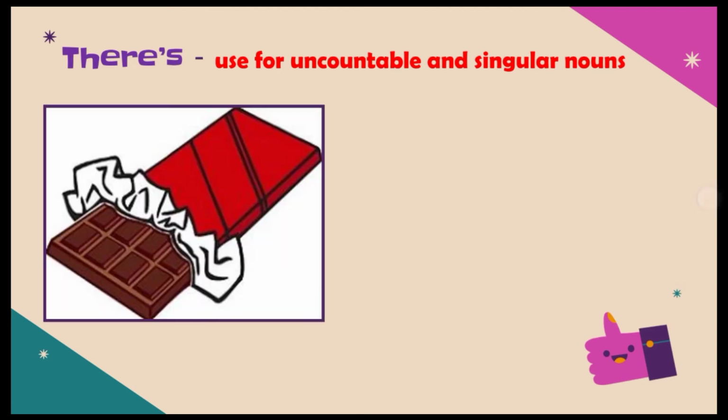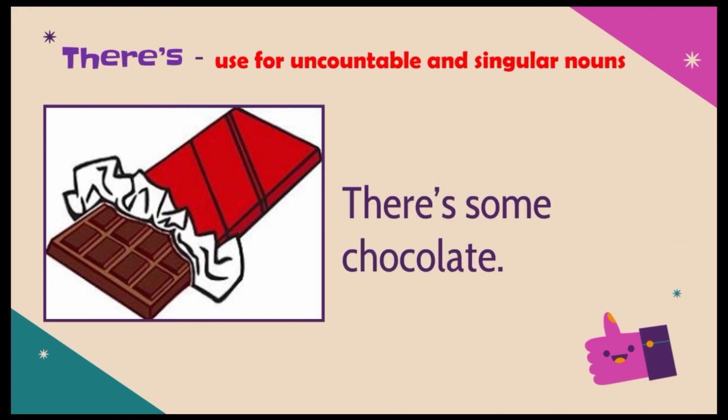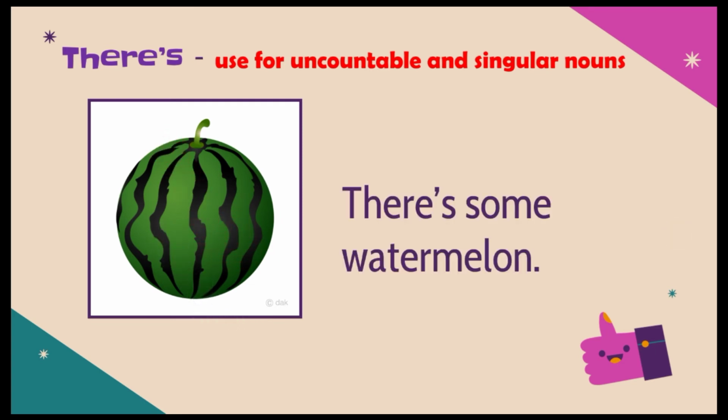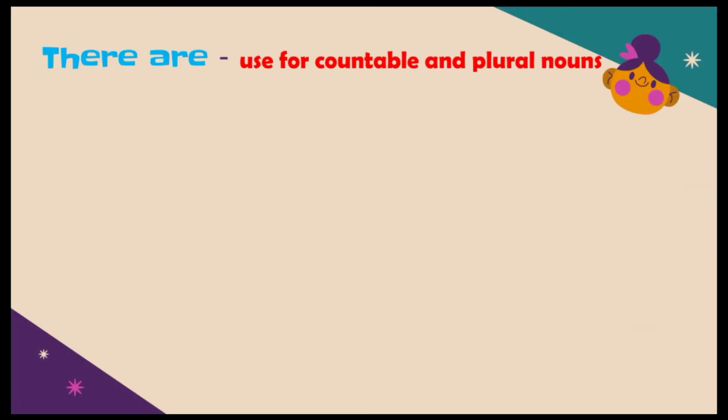Next one. Chocolate. Chocolate is countable. Dia boleh dikira coklat, tetapi it is singular. Dia ada satu sahaja. So, bila dia satu, we use there's. There's some chocolate. Next. Watermelon. Watermelon is countable. Boleh dikira watermelon. Tapi disebabkan dia singular, dia ada satu saja. So, we use there's. There's some watermelon.